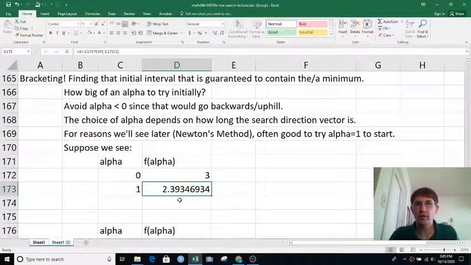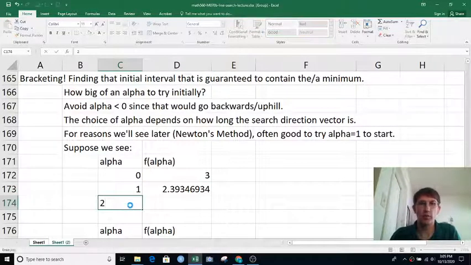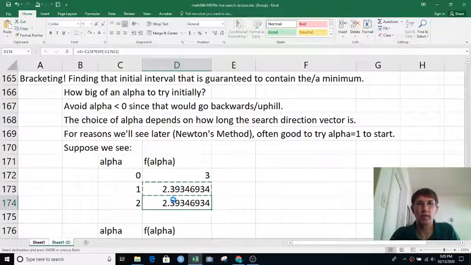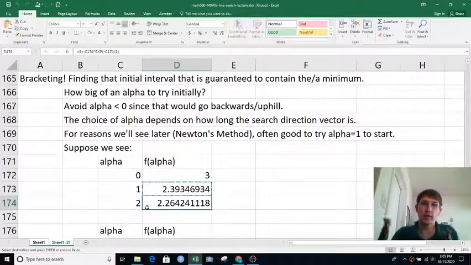So what would you do? Try a larger alpha. You could try 2. Sometimes just doubling the alpha will be a good idea. In some sense, there's a trade-off. You want to find that end of the bracket quickly, so making alpha bigger and bigger quickly is a good idea. But you don't want to go so far that you go way past the minimum.